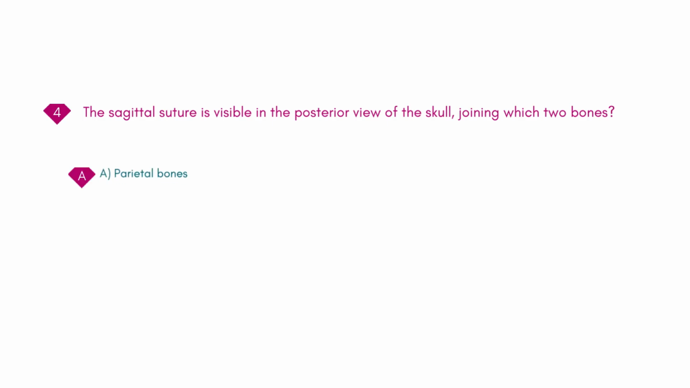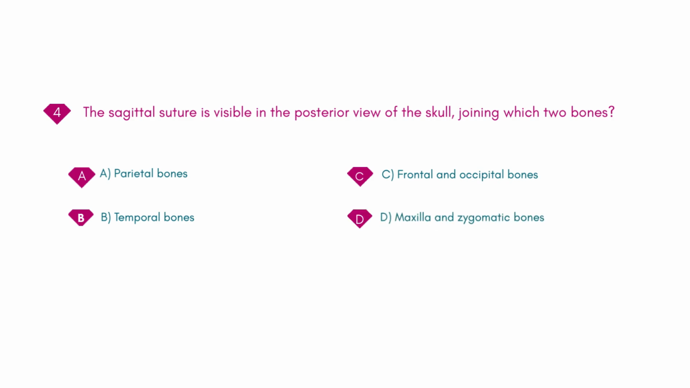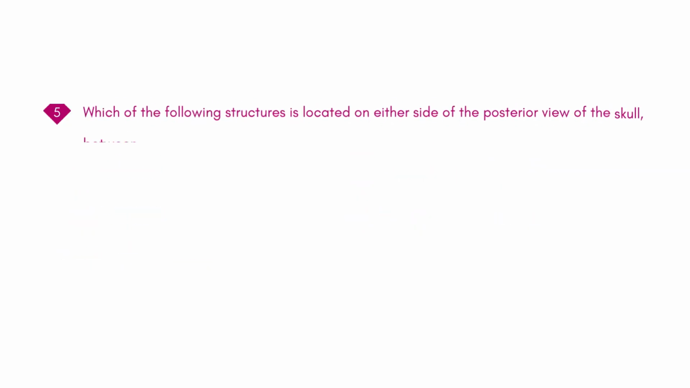A. Parietal bones. B. Temporal bones. C. Frontal and occipital bones. D. Maxilla and zygomatic bones. Answer: A. Parietal bones. Which of the following structures is located on either side of the posterior view of the skull, between the parietal and temporal bones?